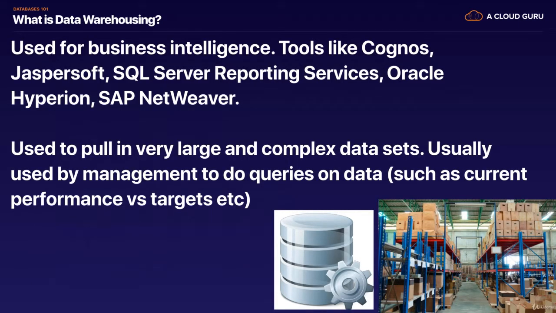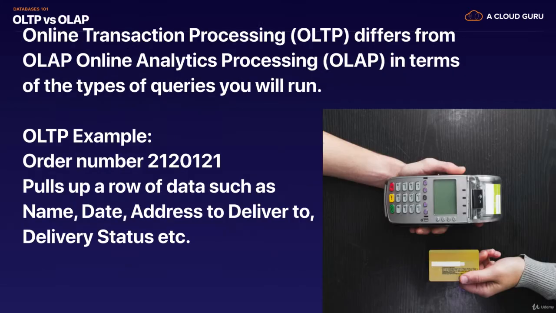Moving on to data warehousing. So what is data warehousing? Well, basically it's used for business intelligence, so tools like Cognos, Jaspersoft, SQL Server Reporting Services, Oracle Hyperion, SAP NetWeaver, etc. It's used to pull in very large and complex data sets, and is usually used by management to do queries on data such as current performance versus targets, etc.